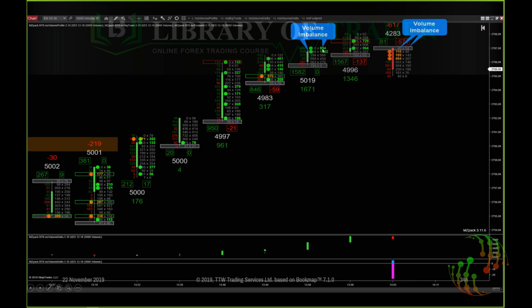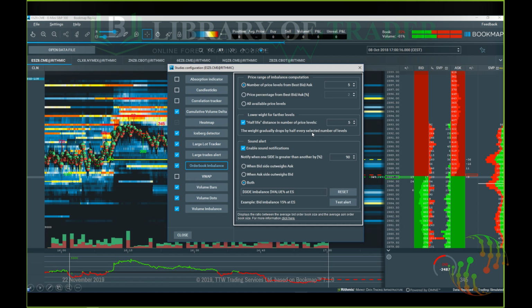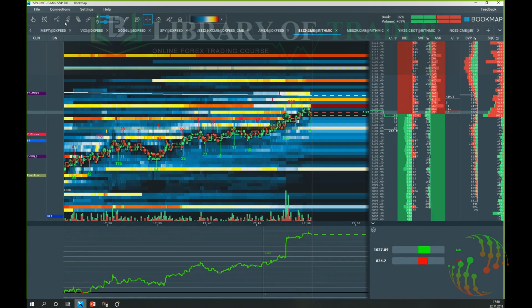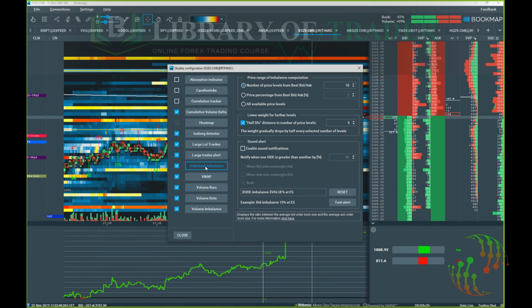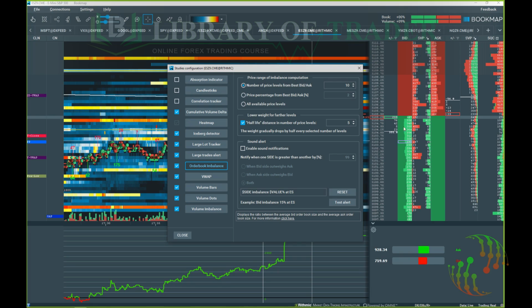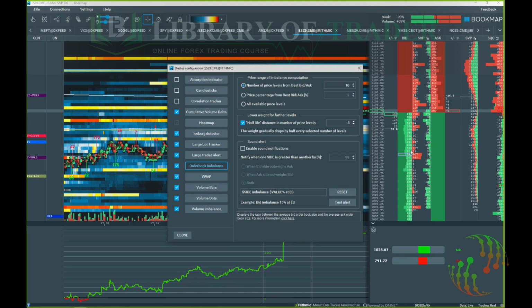It means 804 versus 343, or vice versa, 84 versus 54 versus 116. This is an extreme volume imbalance. You can set this volume imbalance in the order book imbalance settings. The price range of imbalance computation is first 10. That means I'm looking at the last 10 price levels, weighting the last 5 levels more than the remaining levels.